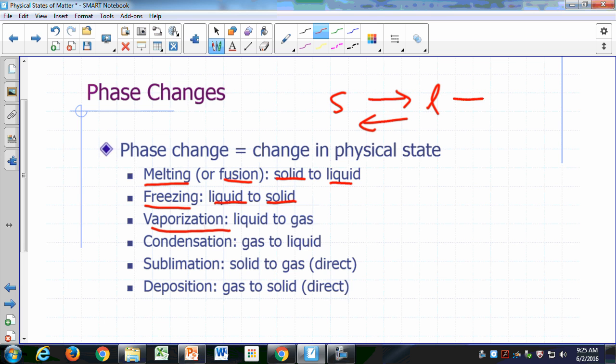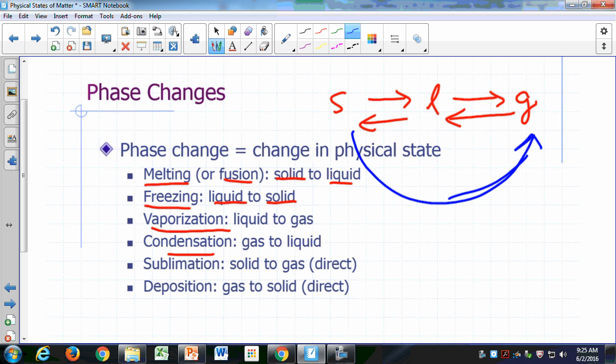Vaporization is the conversion of liquid to a gas, or evaporation, you can call it. Condensation is the opposite. When your gas changes into a liquid, that's called condensation. Now, your solid can change directly into a gas without turning into a liquid, and that's called sublimation. Okay, and deposition would be the opposite of sublimation. If you have a gas, it converts directly into a solid without first condensing into a liquid, then that phase change is referred to as deposition.